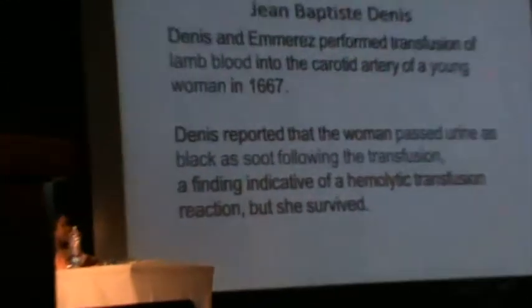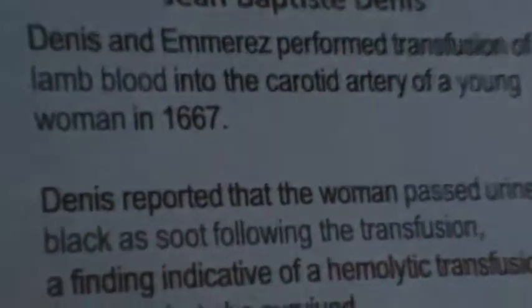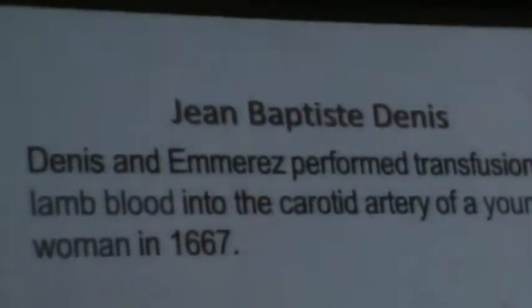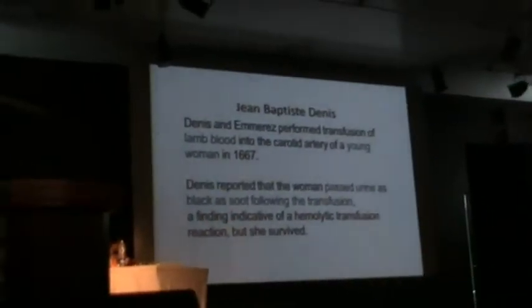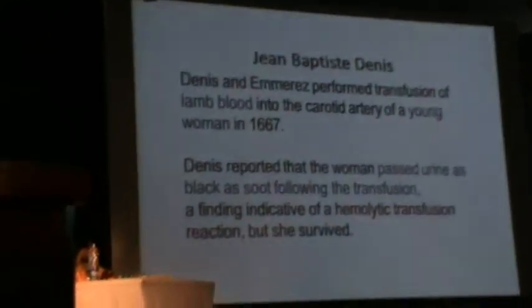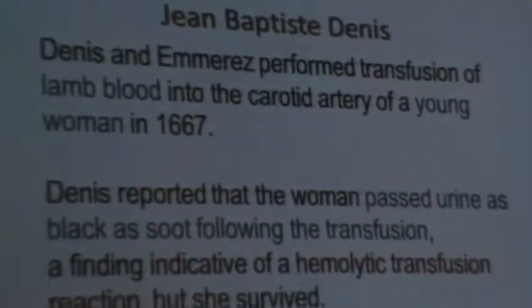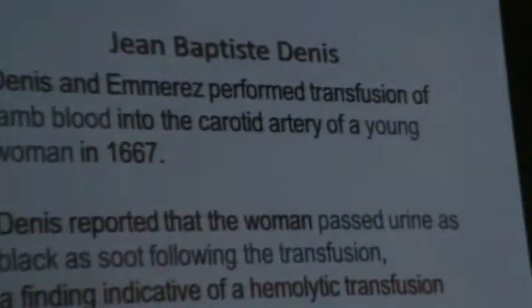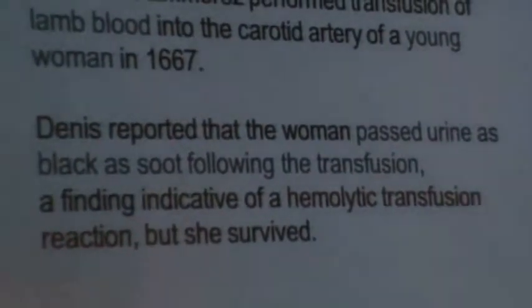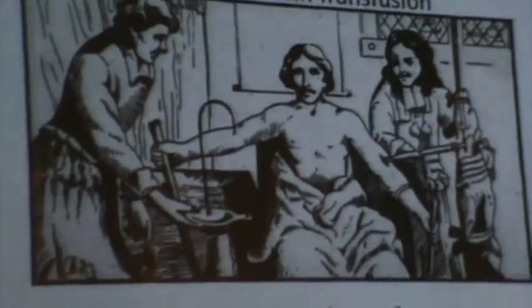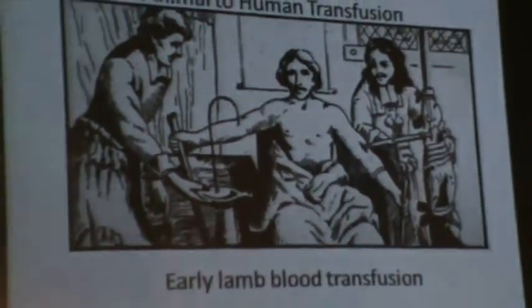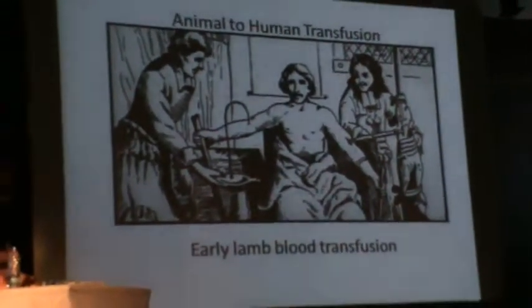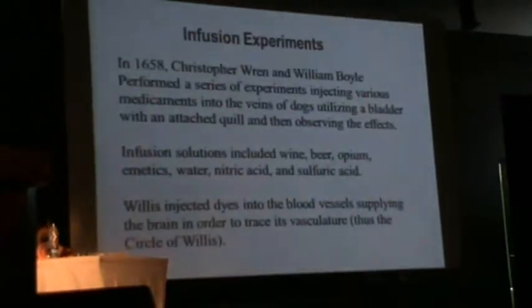Then we had lamb blood transfused into a young woman. See the species difference and what it means. He reported that the woman passed urine as black as soot. So there was a transfusion reaction then, a hemolytic reaction. This is a picture of that lamb blood being transfused to the man.